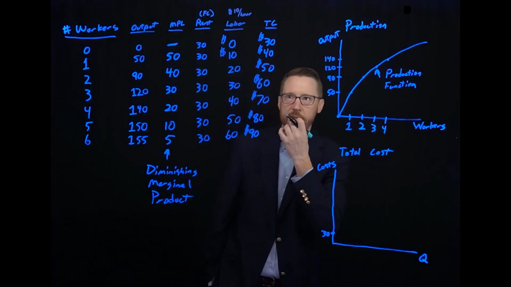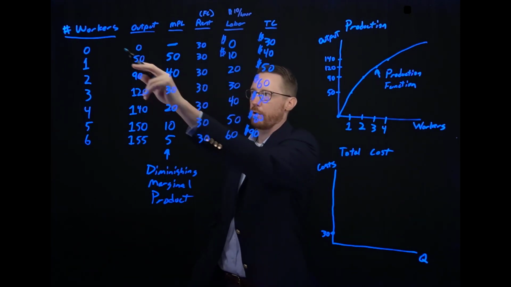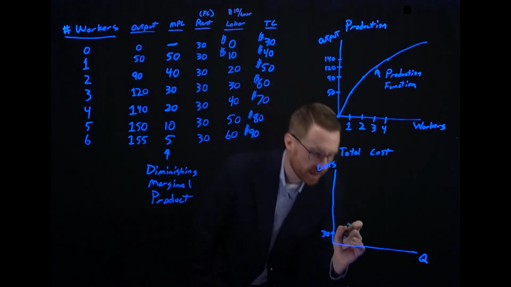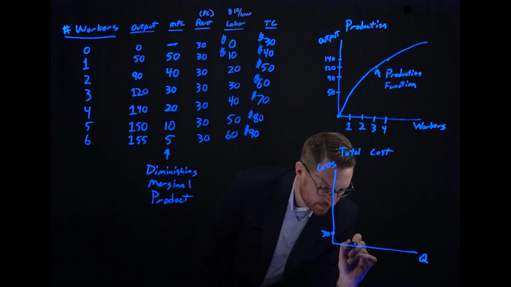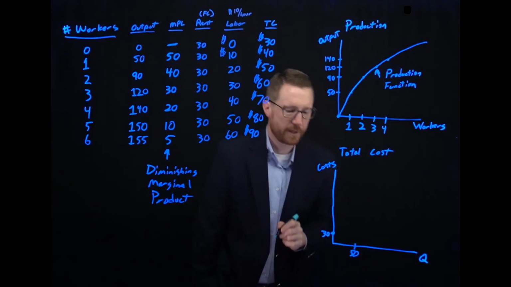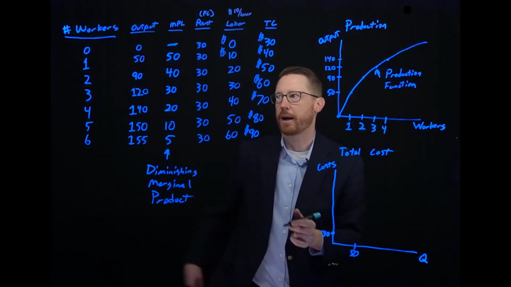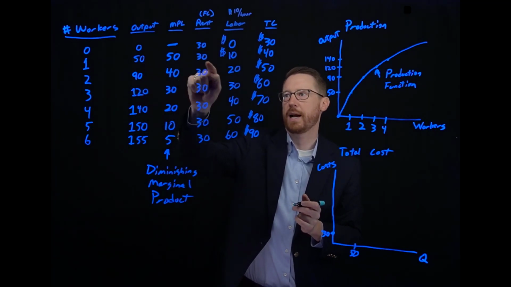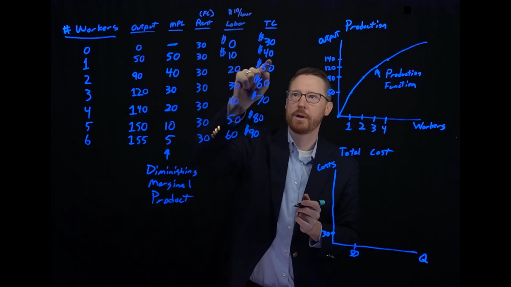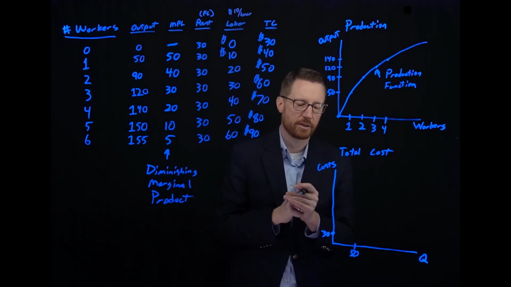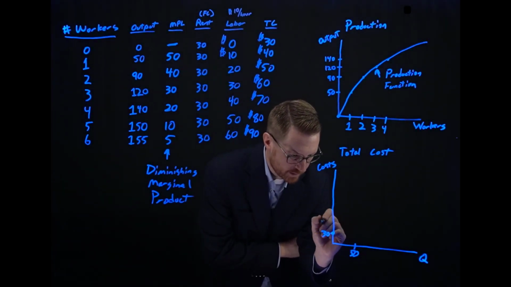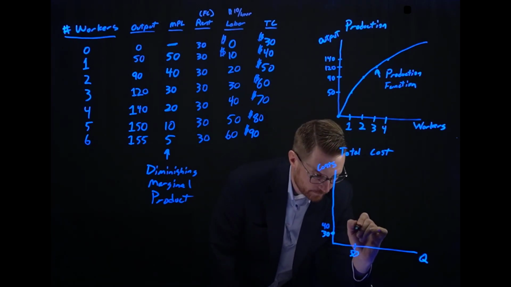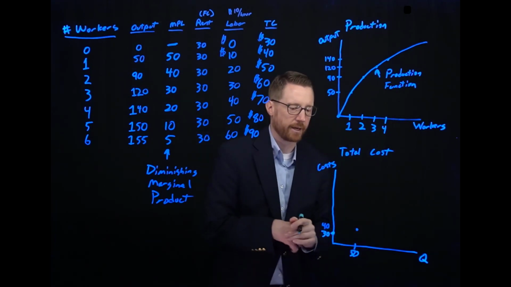When they increase to produce a little bit more, right? So they expand output, they hire a worker. Now their output jumps to 50 units. What happens to their costs? So it's one worker that's producing 50 units. So they've got this $30 in rent plus $10 in labor, means their costs have increased to $40. So their costs increase a little bit to $40. So we'll put it somewhere like there.